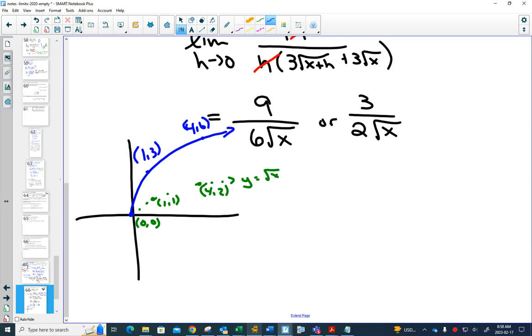And I can now find, like, oh, at 1, 3, what's the slope of that tangent line? Well, if I want to find the slope of that tangent line, the x value is 1. Go to my formula. The slope of that line would be 3 halves. Take a different one. What about at 4, 6? There's a new tangent line. Well, the x value is 4. I could plug 4 into my derivative formula. Square root of 4 is 2. I would get a slope of 3/4.